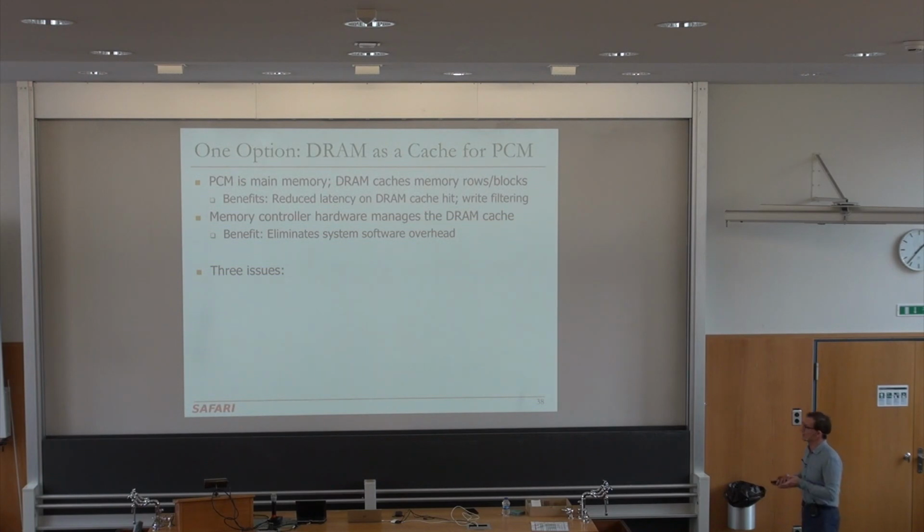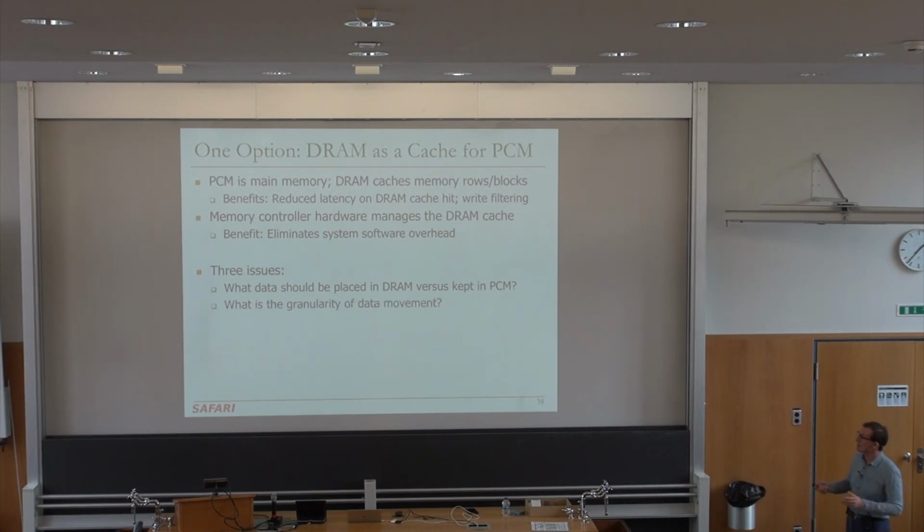Okay, so there are 3 issues that we're going to discuss. This is not the only 3 issues, but 3 things are interesting, certainly. What data should be placed in DRAM versus kept in phase change memory? Basically, what should be cached and what should not be cached? I mean, there's a general caching question that we covered, of course. We're going to look at it from the specific examples over here of emerging technologies. What is the granularity of data movement? And how do you do it? And how do you design a low-cost hardware-managed DRAM cache?